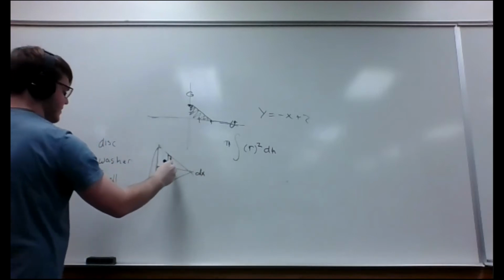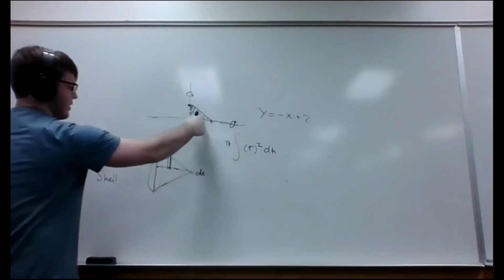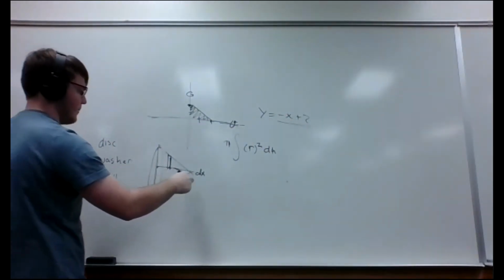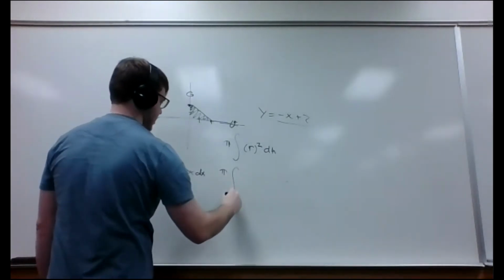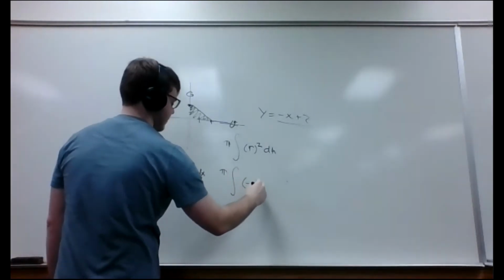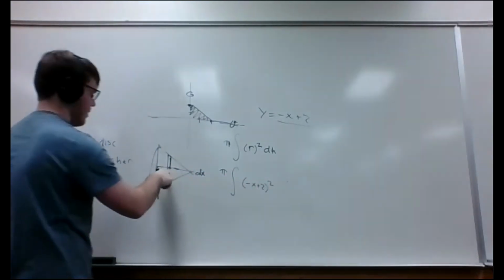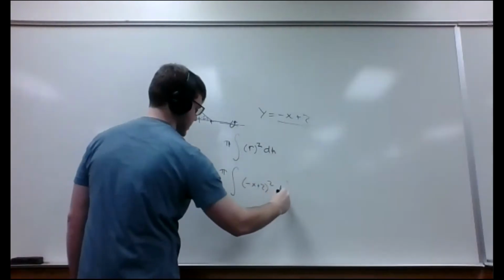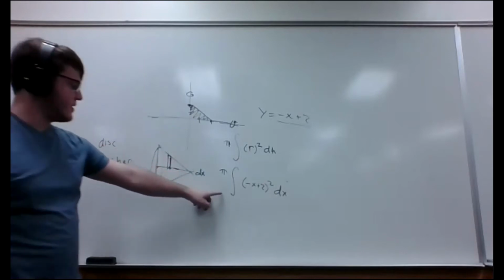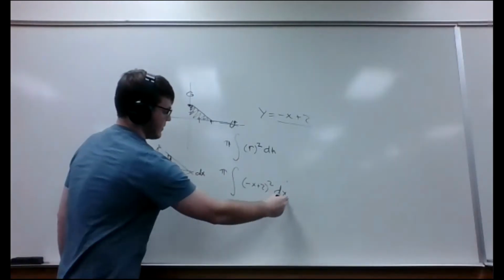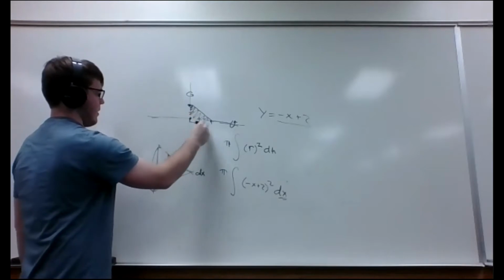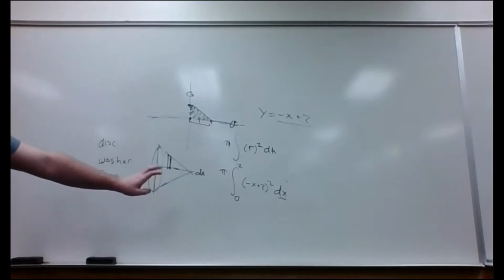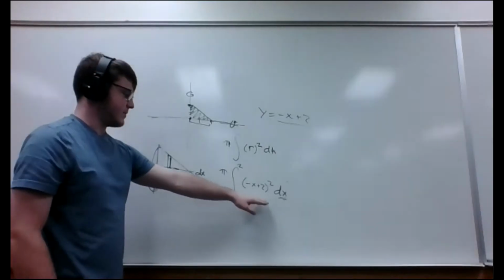So we know that the radius for this particular problem is just going to be our function, because if we draw a picture, we can see it pretty easily, right? So if we were to draw our function, our radius is going to be negative x plus 2, squared, and our height, or our change in height in this particular case, is going to be our dx. And now we need to set up our bounds of integration. And we're working with x values, so we're going to want our x. So we're going to go from 0 to 2. So in this particular case, it's pretty easy to see, right?